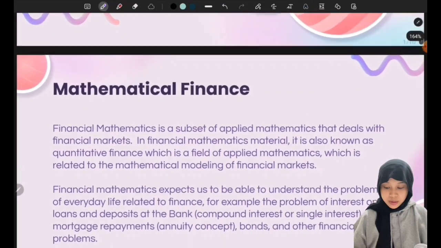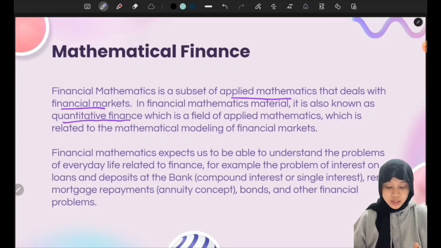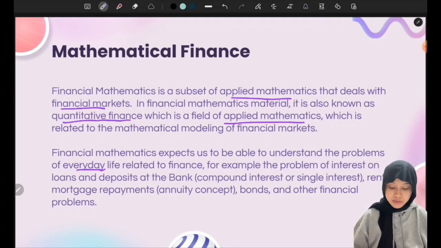Today we are gonna learn about mathematical finance and specifically about annuity and installment. Okay, we go right to the mathematical finance definition itself. Financial mathematics is a subset of applied mathematics that deals with financial markets. In financial mathematics material, it is also known as quantitative finance, which is a field of applied mathematics related to the mathematical modeling of financial markets. Financial mathematics expects us to be able to understand the problems of everyday life related to finance, for example, interest, bonds, and other financial problems.